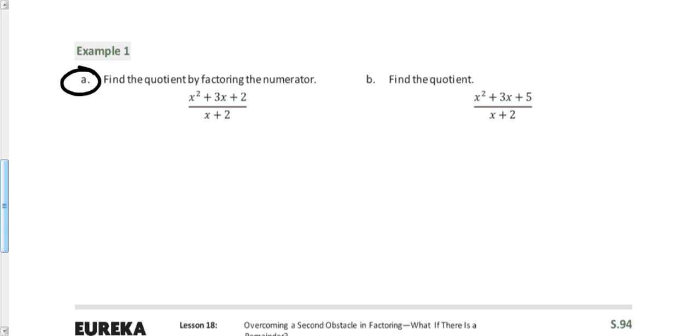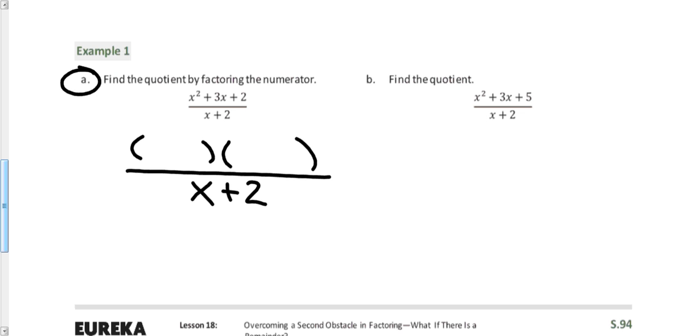What does it mean to be factoring a polynomial, Lars? When I say factor, what should this end up looking like? I should have 2 sets of parentheses, right? What's in the parentheses, that's what I got to figure out. Okay? And then the bottom, that's going to say x plus 2.